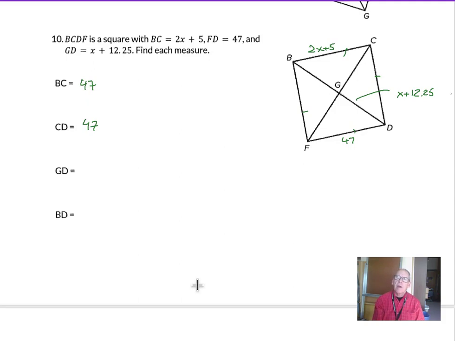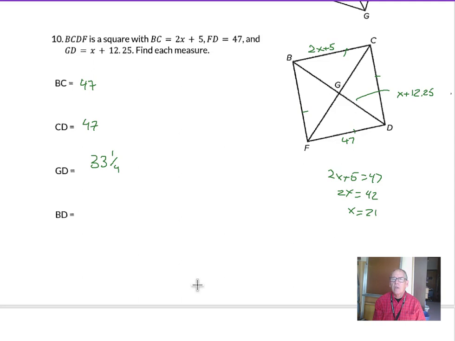So let's go back up like we're doing number 1 and find out what x is. BC and FD are congruent to each other, so we can find x out of that. We've got 2x plus 5 equals 47. Take 5 away, 2x equals 42. x is going to be 21. To find out what the measure of GD is, it's x plus 12.25. If x is 21, 21 plus 12.25 is going to be 33.25. So that's the answer for GD.